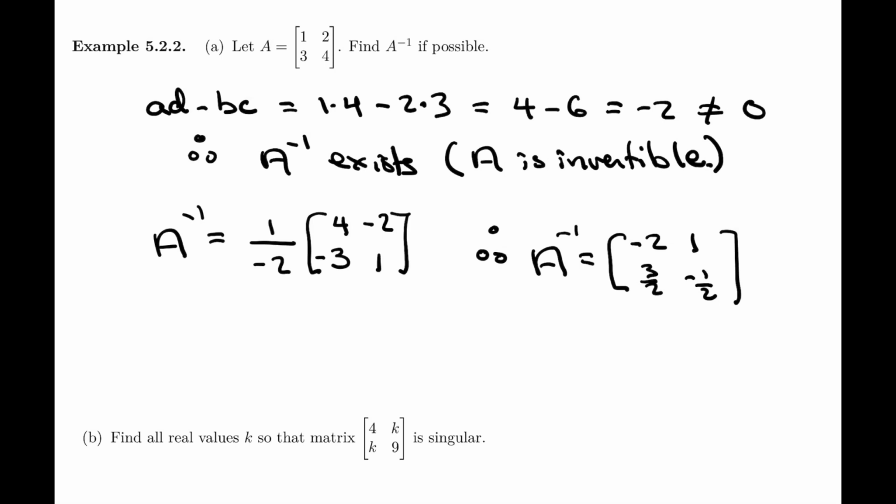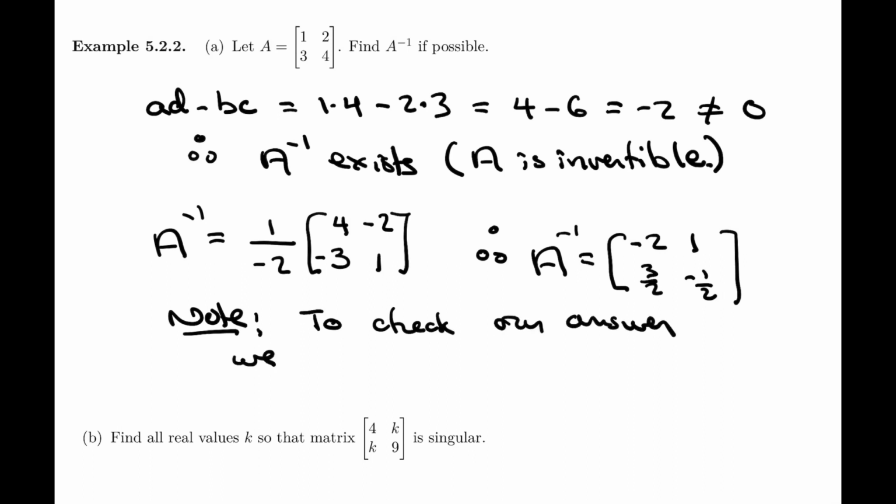And so we're pretty confident that this is correct. However, little note, if you do want to check that you have the right answer, you can, of course. To check our answer, we can always multiply them, right? We can show that A times the matrix that we claim is the inverse is equal to I. Okay, so you can always check that this is correct by multiplying A inverse times your original matrix.